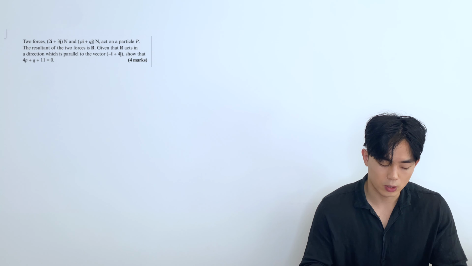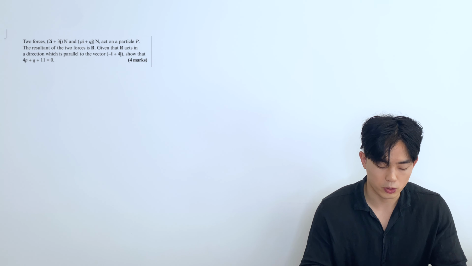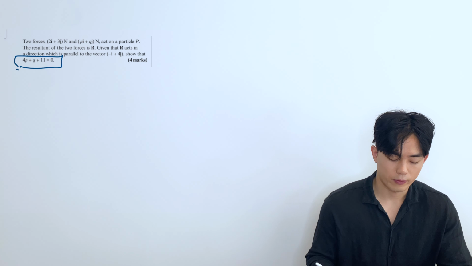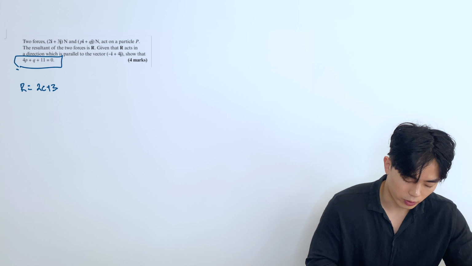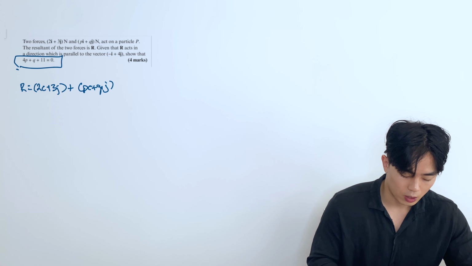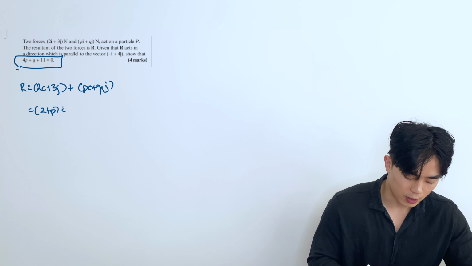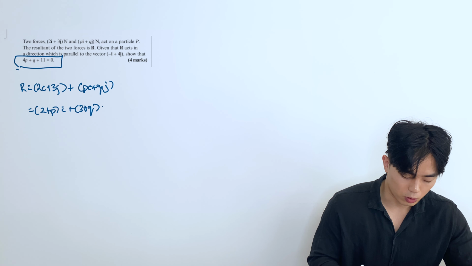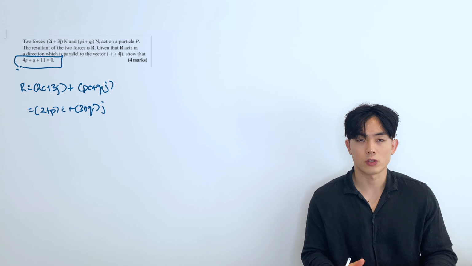Right, final example. We have 2 forces, 2i + 3j and pi + qj, acting on a particle P. The resultant of the 2 forces is R, and given that R acts in a direction which is parallel to -i + 4j, show this equation here. First things first, let's work out what R is. R is the sum of each force, so it's 2i + 3j + pi + qj, which is equal to (2 + p)i + (3 + q)j. So that's the resultant force R.